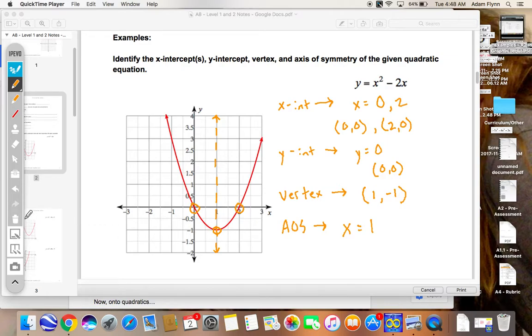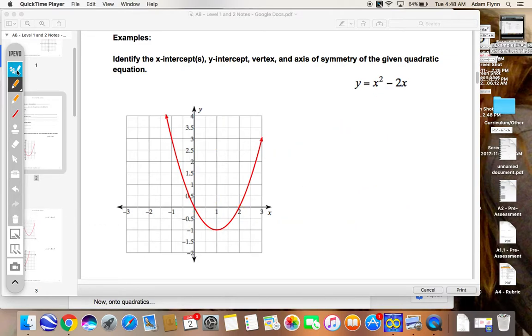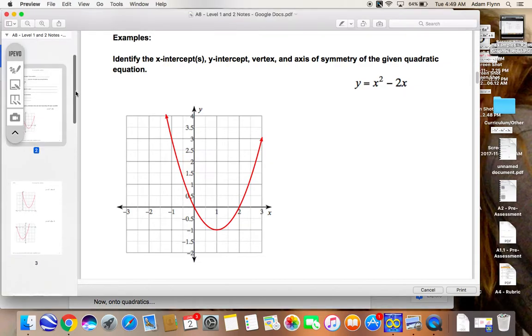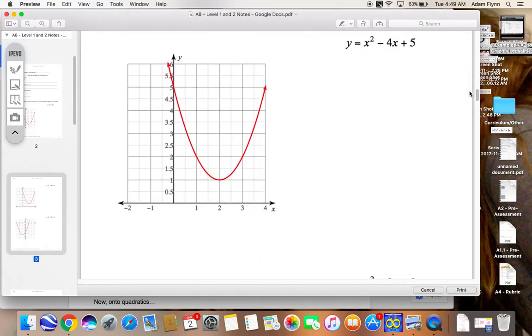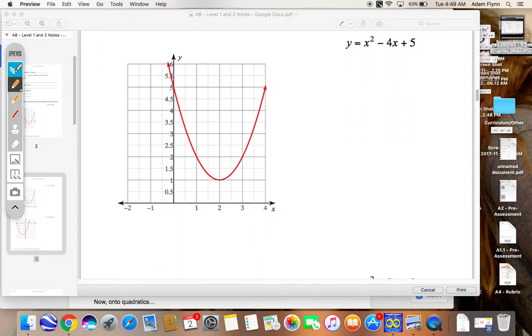So pause the video if you need more time. Let's take a look at this example. Okay, so first, do the x-intercepts. So I'm looking for where this function crosses the x-axis. Unique situation about this one.